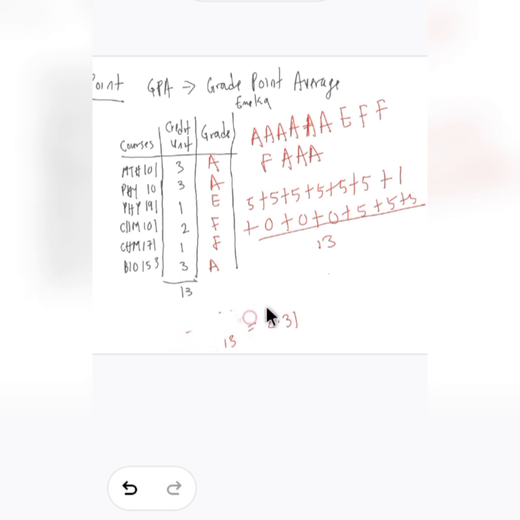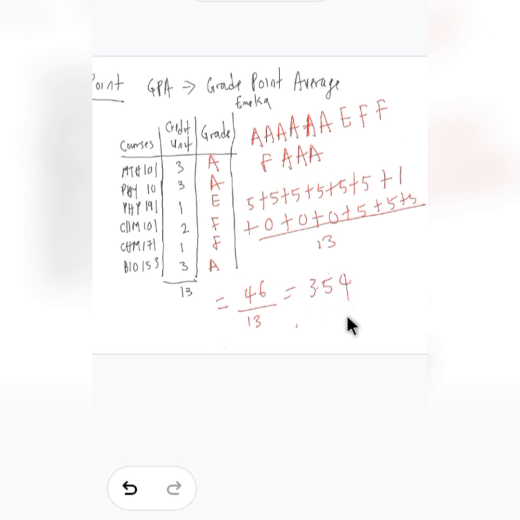So we're going to quickly erase this, and we're going to find the sum total of everything. This is 5, 10, 15, 20, 25, 30, 35, 40, 45. Make it 46 out of 13. So Emeka's GPA, sorry, is going to be 3.54.